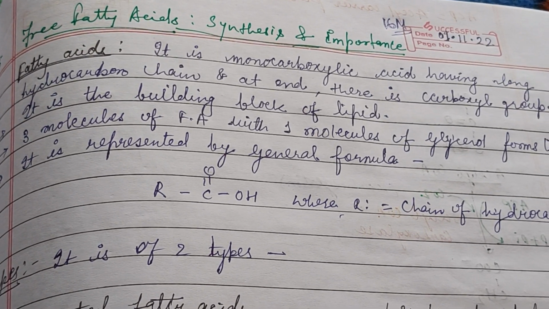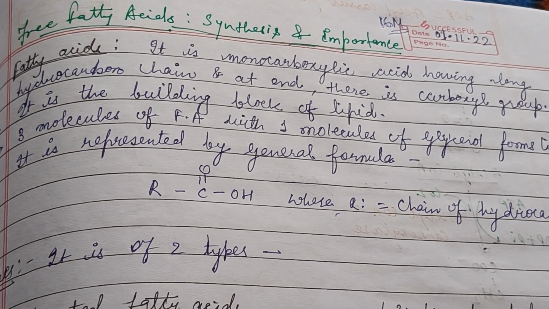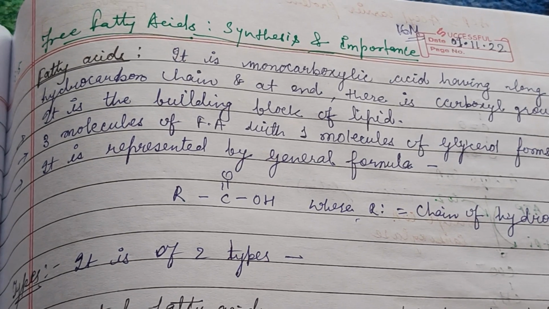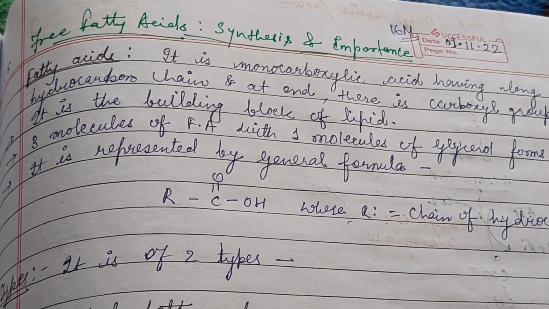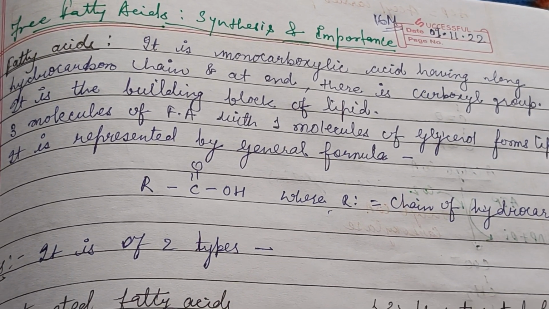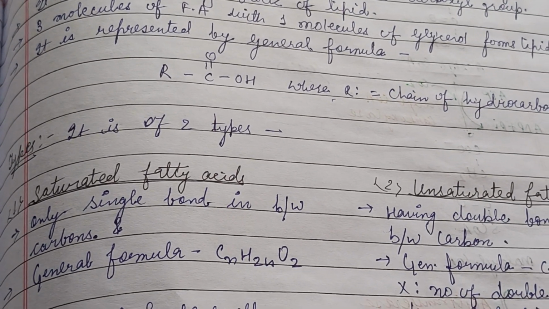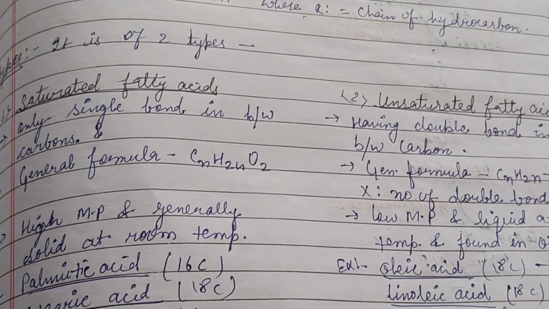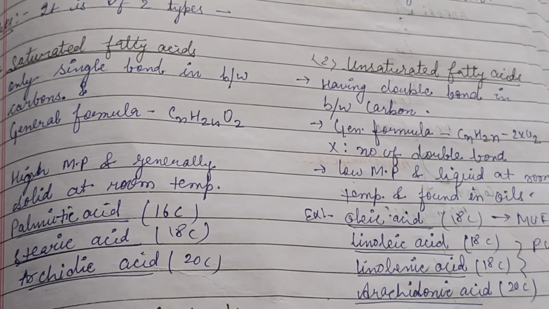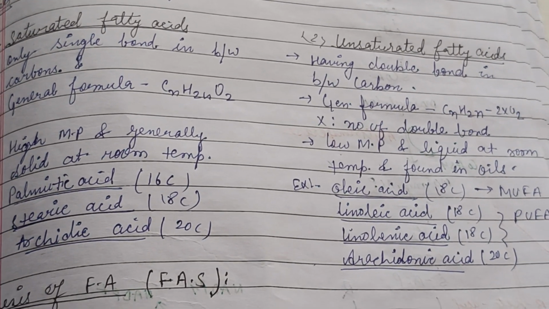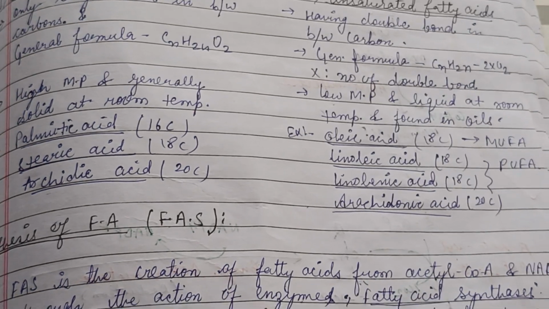Through this video we are going to see the topic free fatty acid synthesis and importance. Fatty acids are monocarboxylic acids having a long hydrocarbon chain, and the general formula is RCOOH, where R is the chain of the hydrocarbon. It is of two types, that is saturated fatty acid and unsaturated fatty acid, and the differences are there.